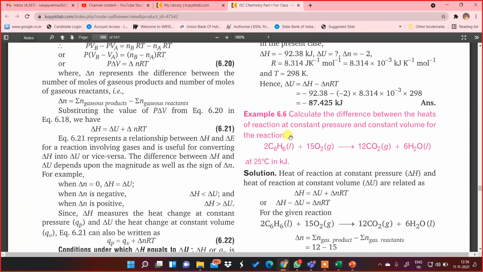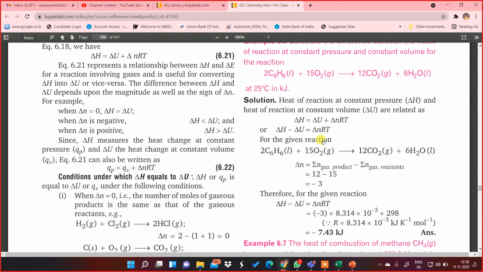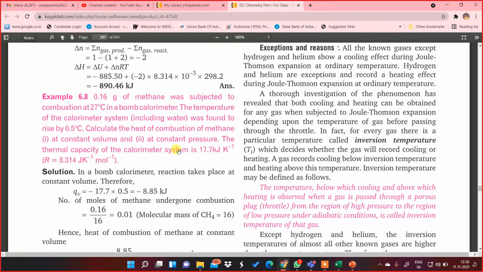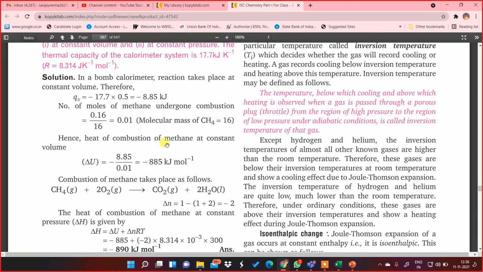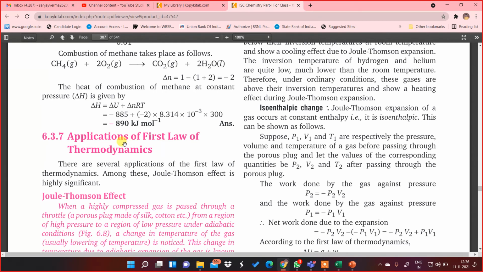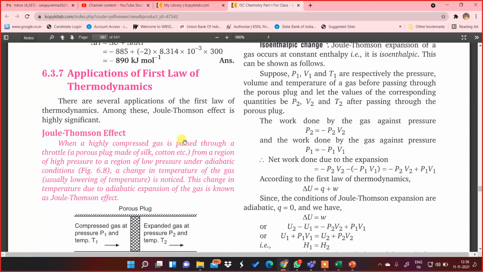Similarly, practice example 6.6 also. 6.7 is also there. 6.8 is also there for a bomb calorimeter, which you have learned in class 10 physics. Okay. Then applications of the first law of thermodynamics. This I will do in the next class. Application of the first law of thermodynamics, that is the Joule-Thomson effect. I will complete this in the next class. From here I will do in the next class.